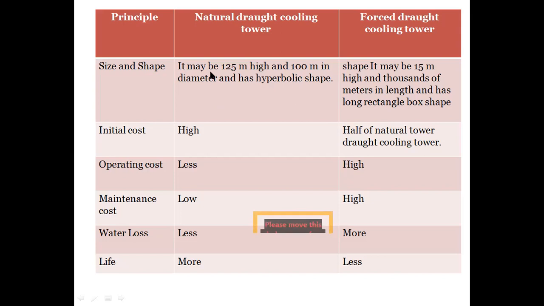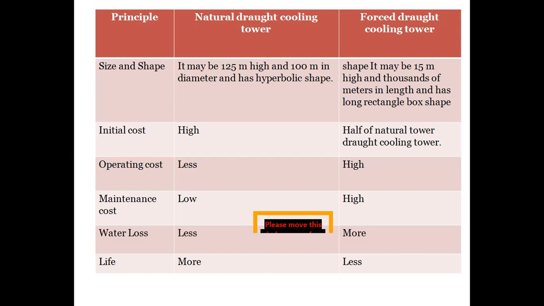So the initial cost of the natural draught is very high. The initial cost of the forced draught is half of the cost of the natural draught cooling systems. So that is the advantage of the forced draught cooling systems. And the operation cost of natural draught is very low. Here the operation cost is very high because we are using fans and packings. Maintenance cost is very low in natural draught, and here the maintenance cost is very high. A large amount of power is needed for the fans to run, and the packings are required. Packings maintenance is also very high.